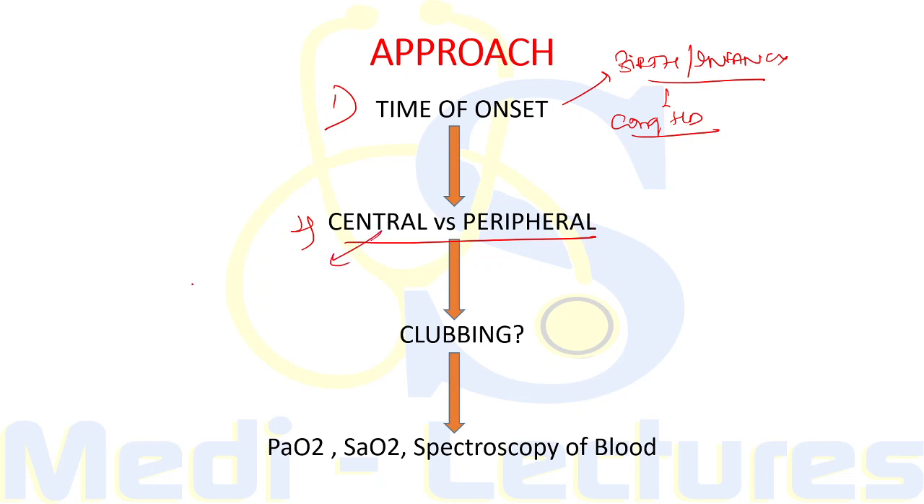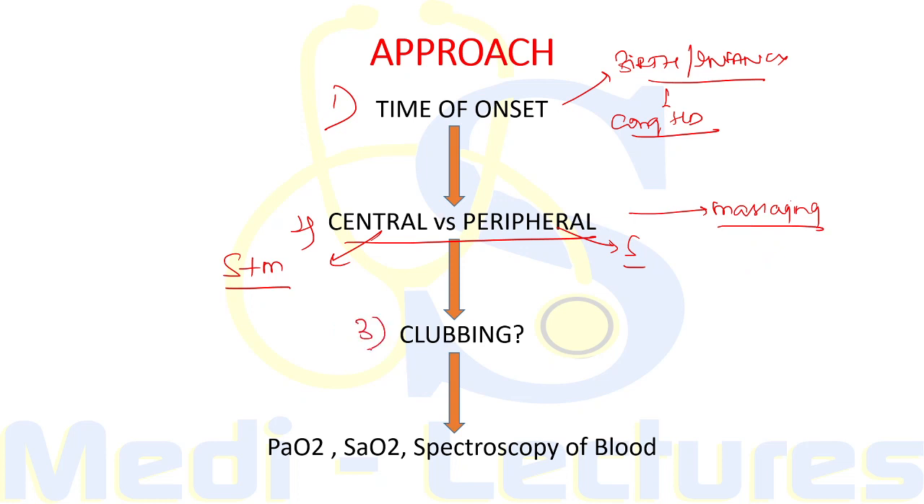Central means it is present on skin as well as mucous membrane, and peripheral is present only on the skin. So we have already discussed how to differentiate this. If after massaging the skin, the bluish discoloration goes away, then it is peripheral, otherwise central.